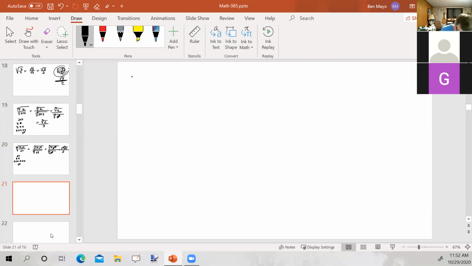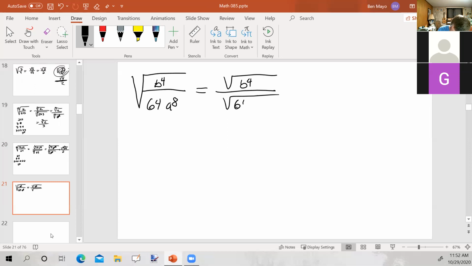Let's say I've got the square root of b to the fourth power over 64a to the eighth power. So again, I could separate that into two radicals, the numerator and the denominator. Sorry, that's a b, believe it or not. What's the square root of b to the fourth? B squared. What's the square root of 64? 8. What's the square root of a to the eighth? A to the fourth. Correct. There you go.